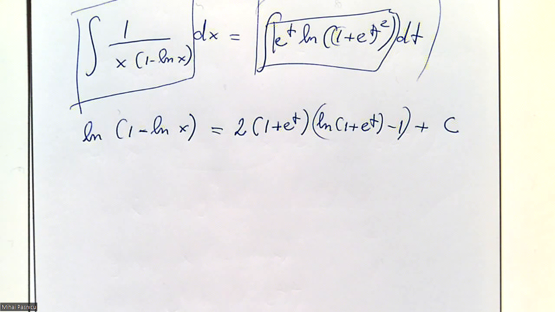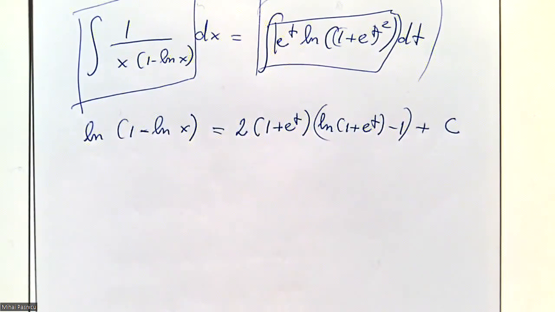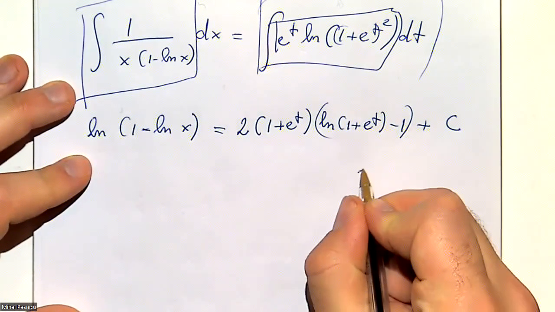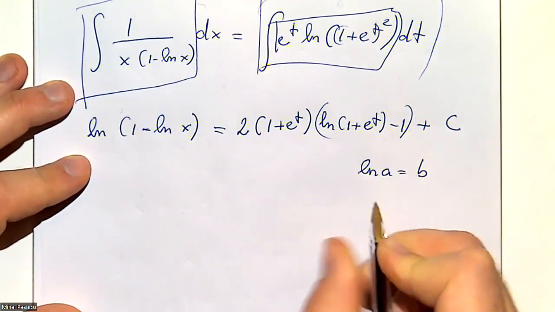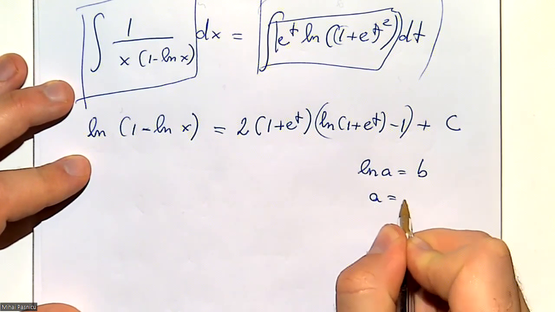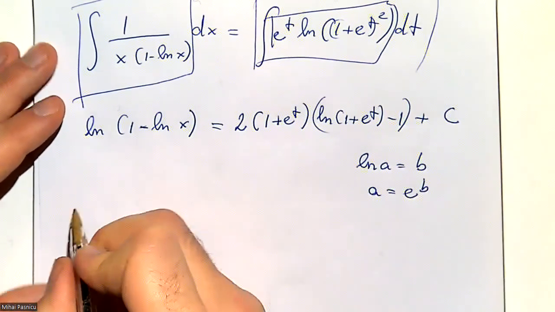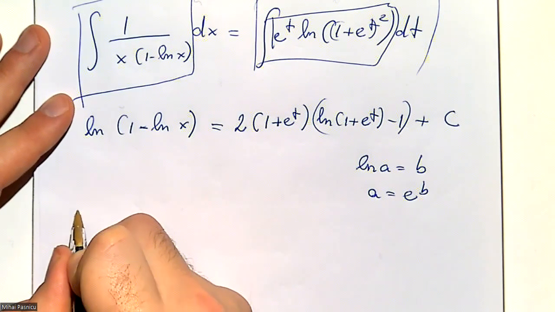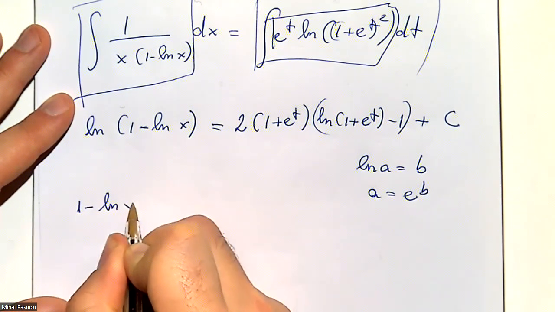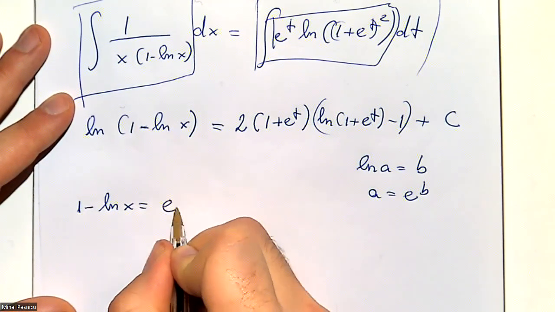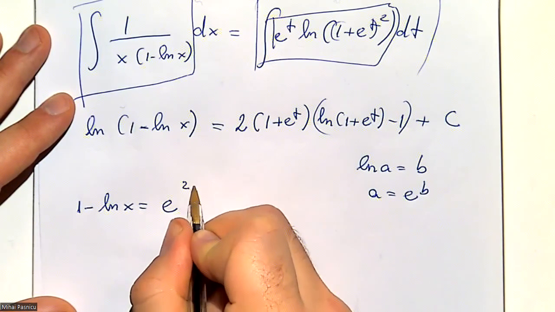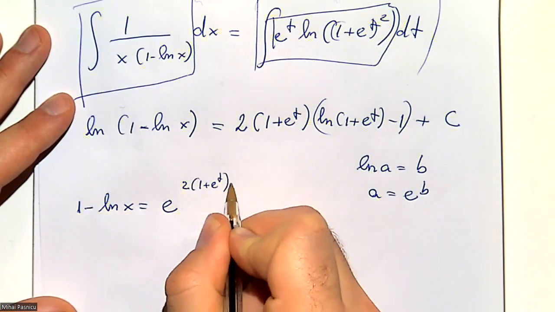So all that I have to do now is get the x out of here. And how do I get it? I just use the fact that ln of a equal b means that a is equal to e to the power of b. So I just keep on doing that on repeat. 1 minus ln of x is equal to e to this whole thing here.